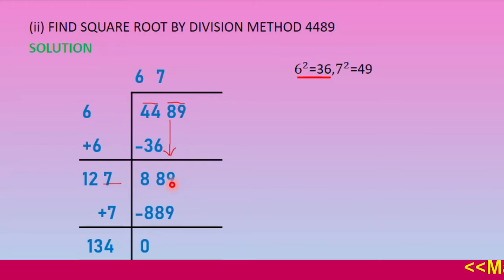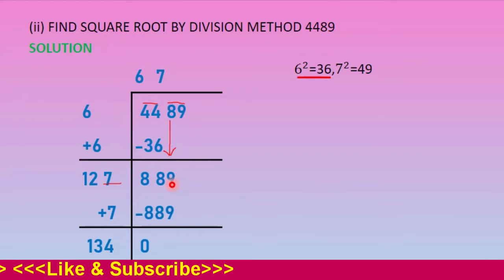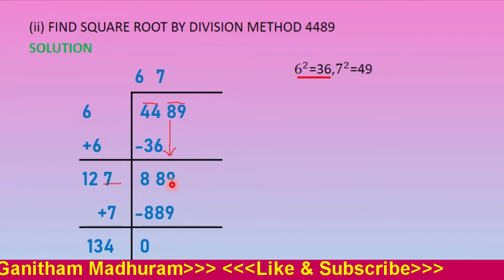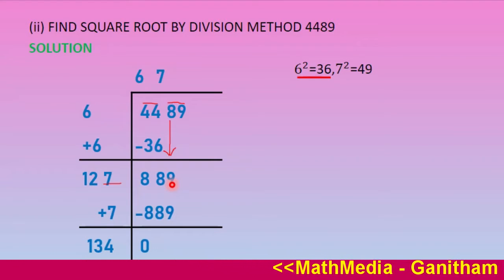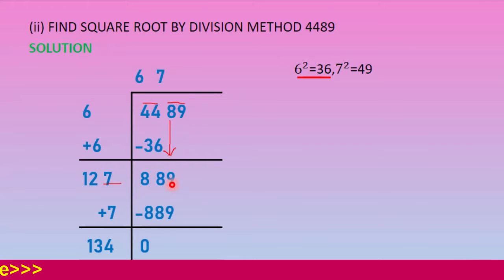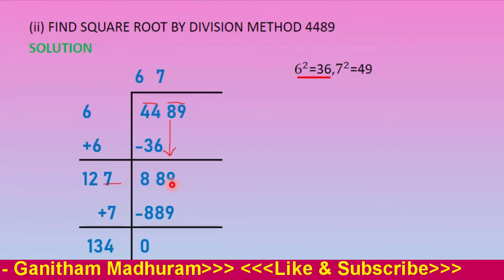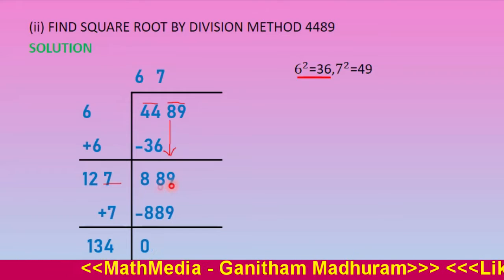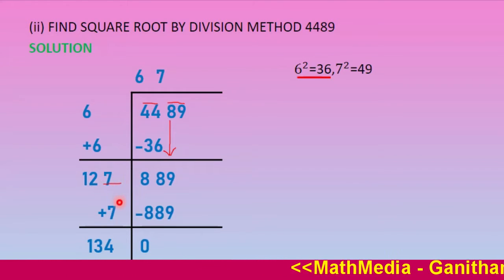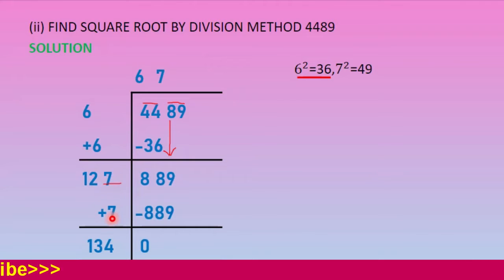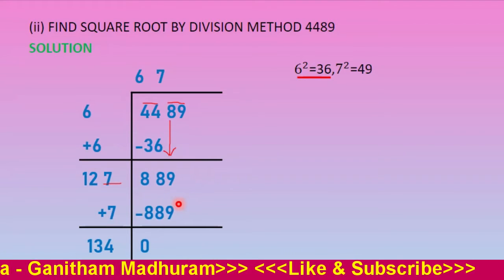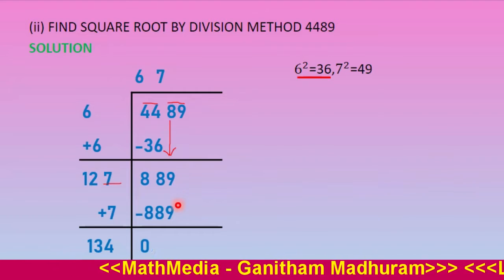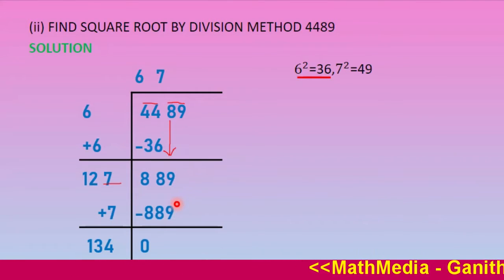3 into 3 equal to 9. Similarly, 7 into 7 equal to 49. So here we are taking 3 into 3 equal to 9. So we can write 123 into 3. Whatever we are writing here, with the same number you have to multiply. So we are not getting 889. So 3 is not the correct digit we have to choose.